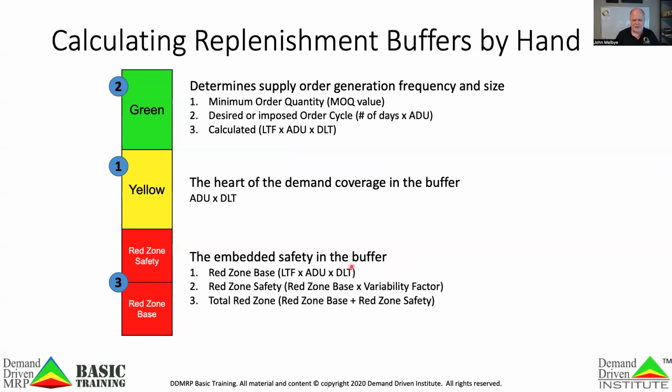The red zone is the safety that we've embedded in the buffer. Two calculations get added together. The red zone base is the lead time factor times the average daily usage times the decoupled lead time. The red zone safety is the red zone base times the variability factor, and then we add the two together to get the total red zone.